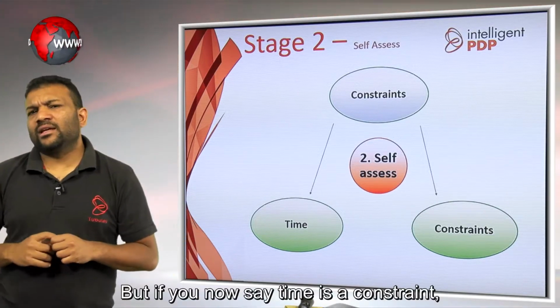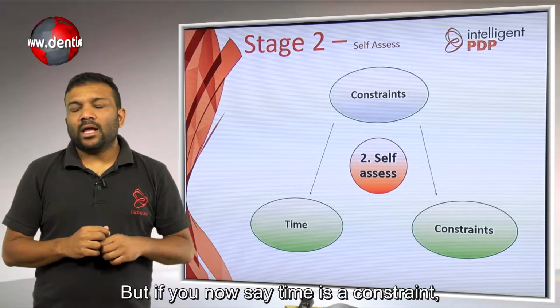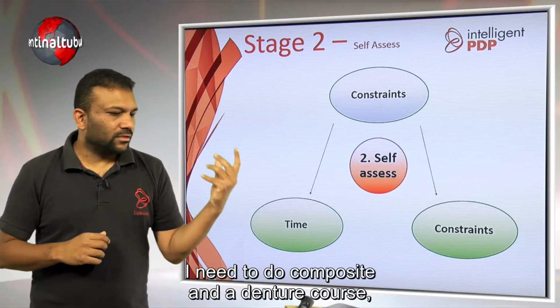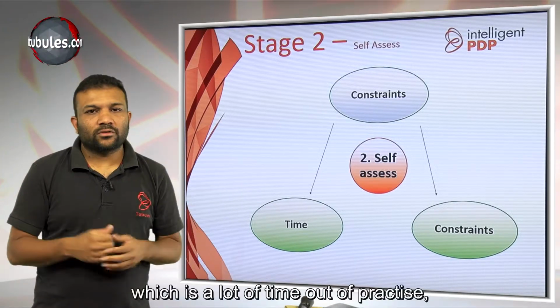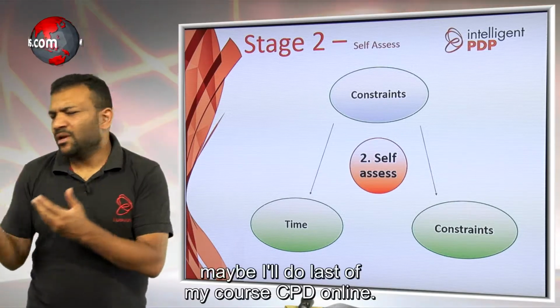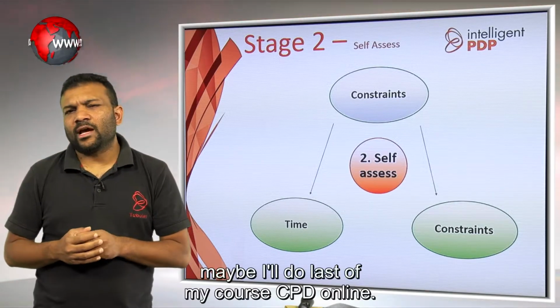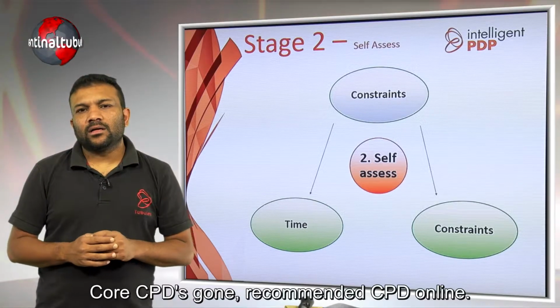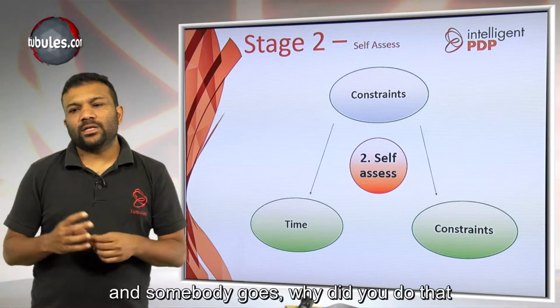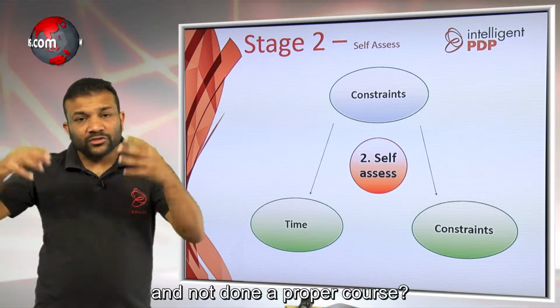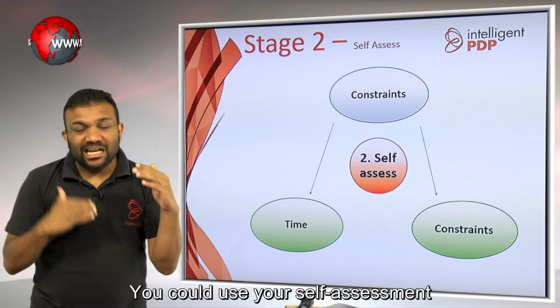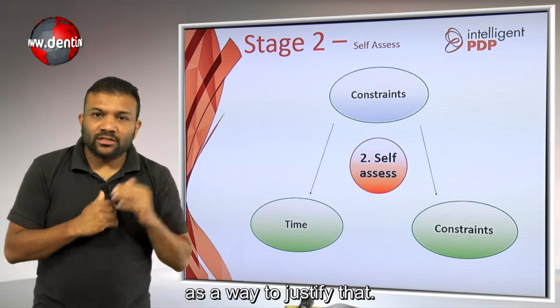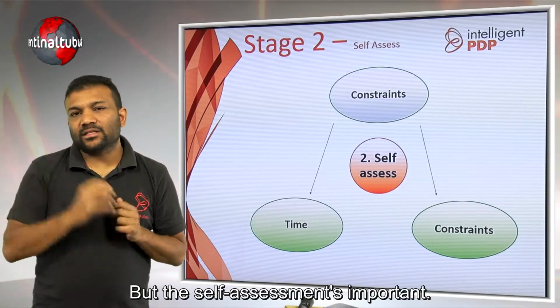But if you now say time is a constraint and I need to do these courses, I need to do a composite and a denture course, which is a lot of time out of practice, maybe I'll do less of my recommended CPD online. But if you've done something online and somebody goes, why did you do that and not go on a proper course? You could use your self-assessment as a way to justify that. But the self-assessment is important.